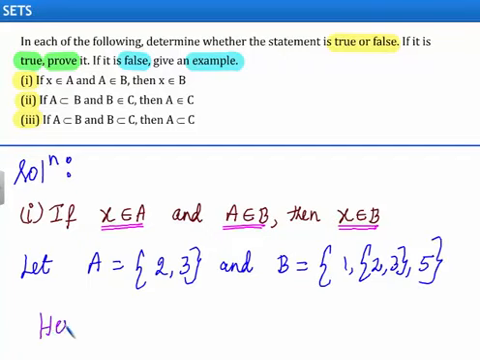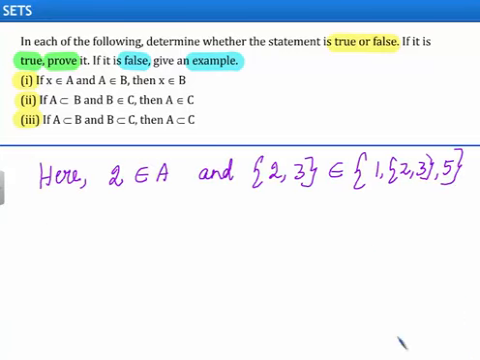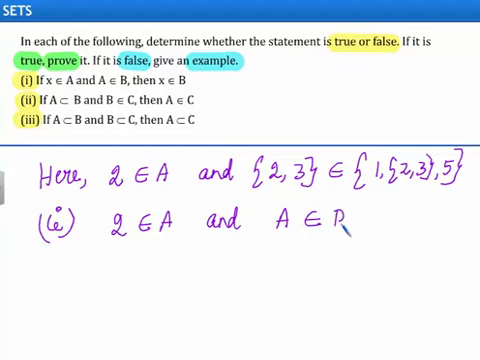Here, the element 2 belongs to the set A and {2, 3} belongs to the set B. That is, 2 belongs to the set A and the set A belongs to the set B. But 2 does not belong to the set B.